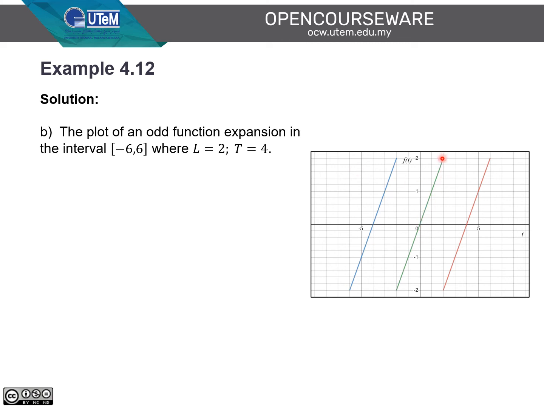Firstly, we need to sketch the half-range function between 0 and 2 of the function f(t) equals t. The expansion of an odd function is symmetric about the origin. Therefore, this is how the expansion looks like. And then we just need to expand the function within the interval t from -6 to 6 by repeating the plot identically.